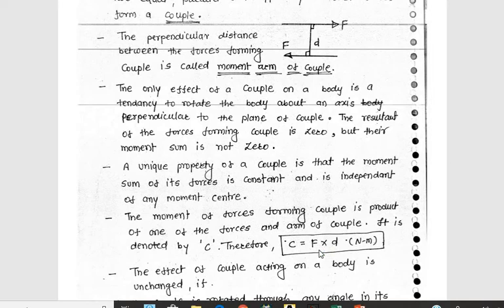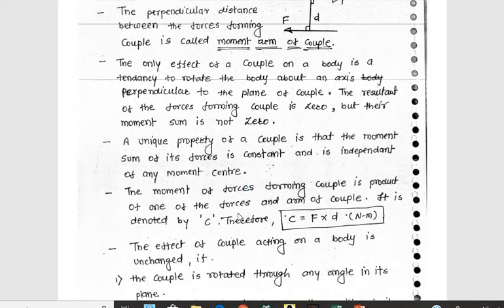So the first fundamental difference is that moment is a fixed vector and couple is a free vector. For a couple, two equal and opposite forces are required, and for a moment a single force is sufficient to create it, but that force should be acting at some distance, because without distance a moment will not be created.